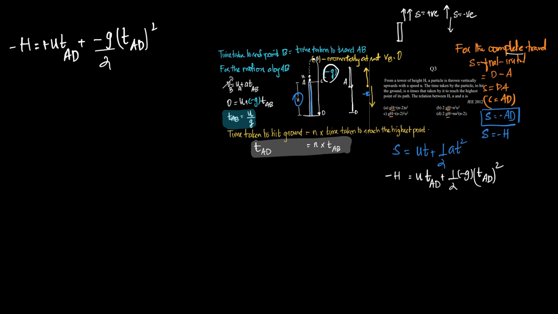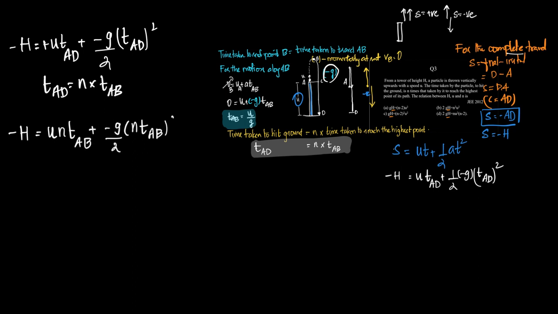But what we don't have is T, and what we also shouldn't be having in the equation is T_AD, which means we need to eliminate T_AD. Now what is T_AD given to us? It is given to us that it is N into T_AB, which means again we write the equation as minus H is equal to U into, what is T_AD? N into T_AB, plus minus G by 2 into, what is T_AD? N into T_AB the whole square.